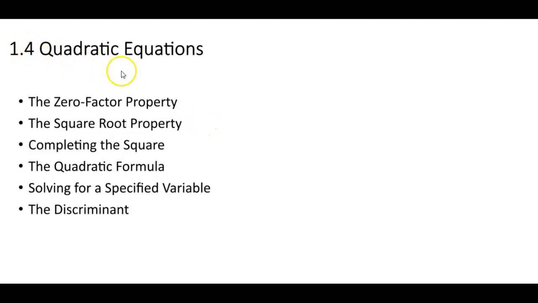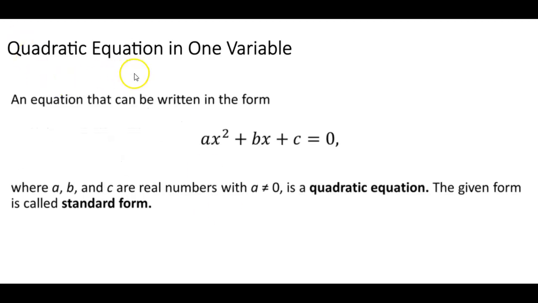Section 1.4 Quadratic Equations. In this section, we'll be talking about the zero factor property, square root property, completing the square, the quadratic formula, solving for a specified variable, and the discriminant. The first thing that we're going to talk about is the quadratic equation in one variable.